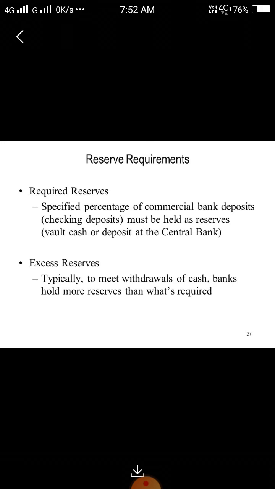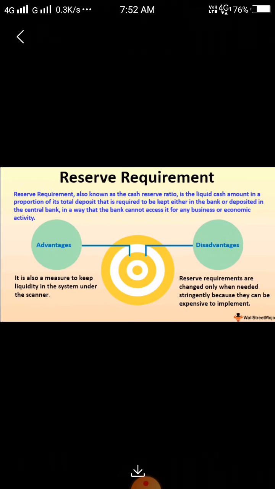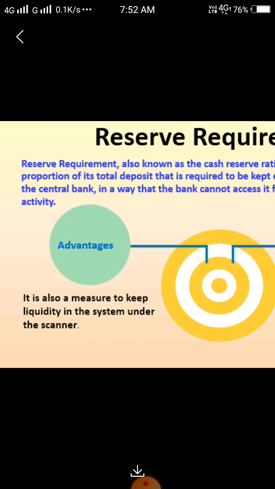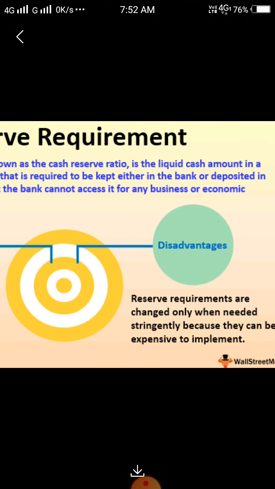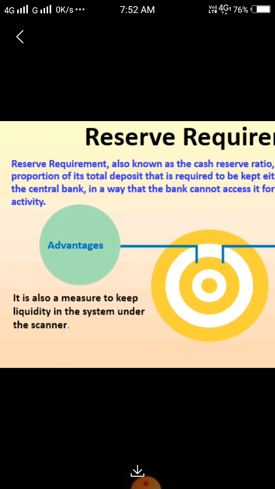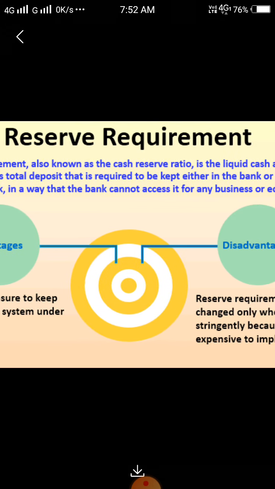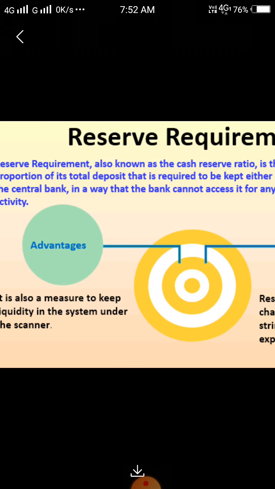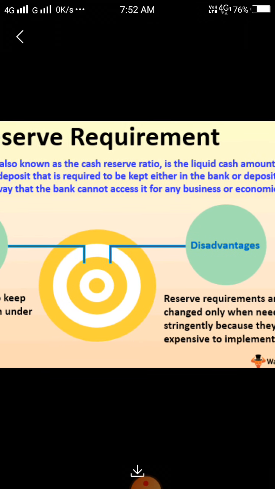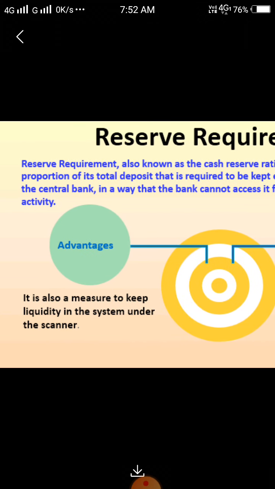Excess reserve: typically to meet withdrawals of cash, banks hold more reserve than what is required. I have already explained required reserve. The reserve requirement, also known as the cash reserve ratio, is the liquid cash amount in proportion to its total deposits that is required to be kept either in the bank or deposited in the central bank, in a way that the bank cannot access it for any business or economic activity. It is also a measure to keep liquidity in the system under scanner.